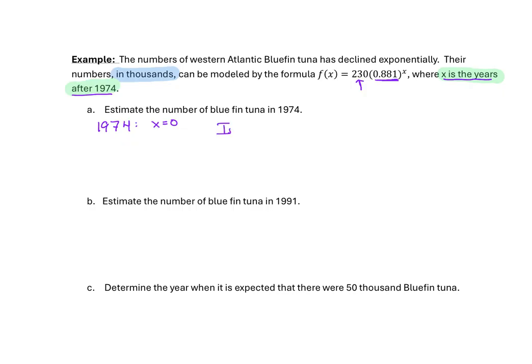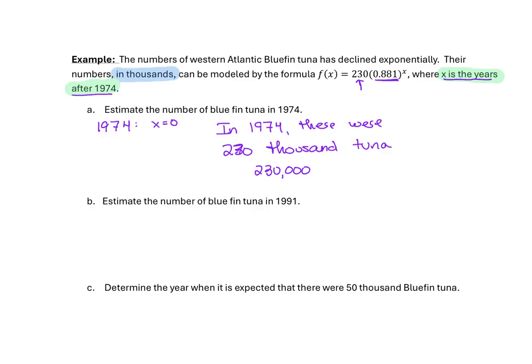So in 1974, there were 230,000 tuna. Remember that we did say that this was in thousands. We can also write this, instead of in words, as 230,000 using just digits. Okay, so no work for that one. The next one, we do have to do a little bit of work.